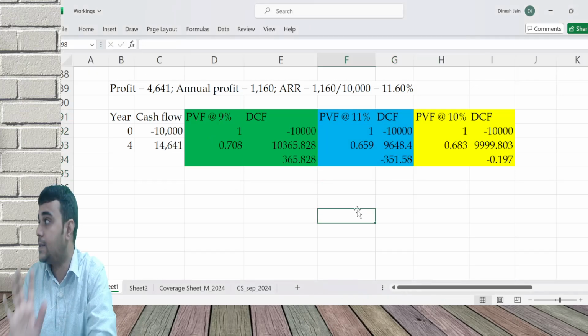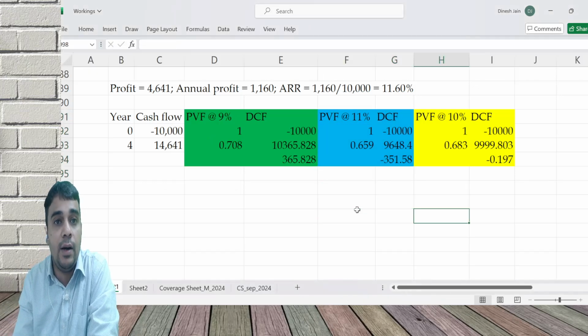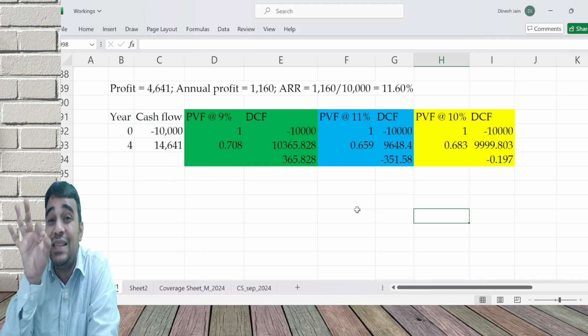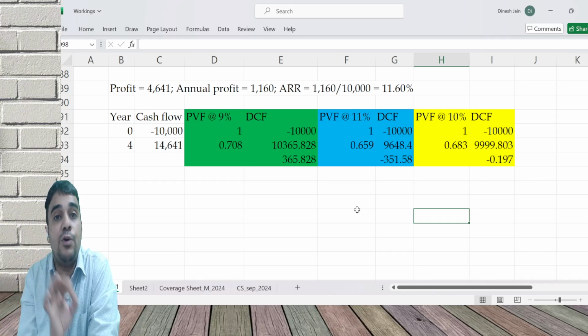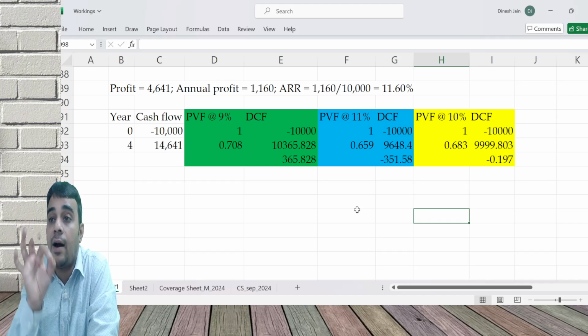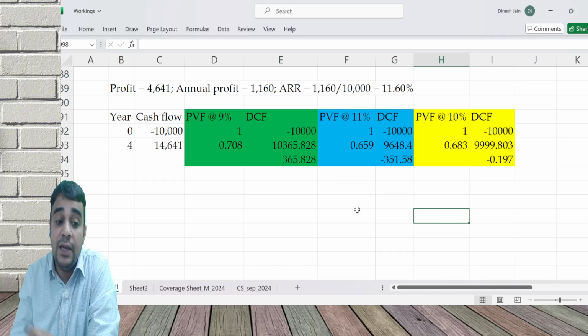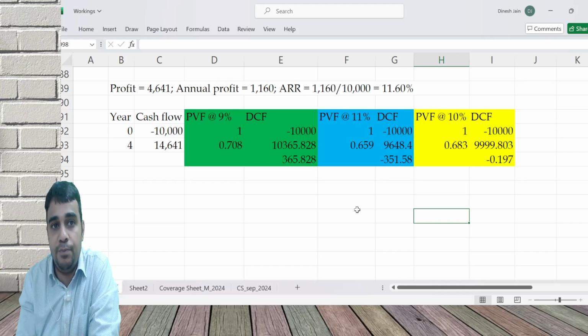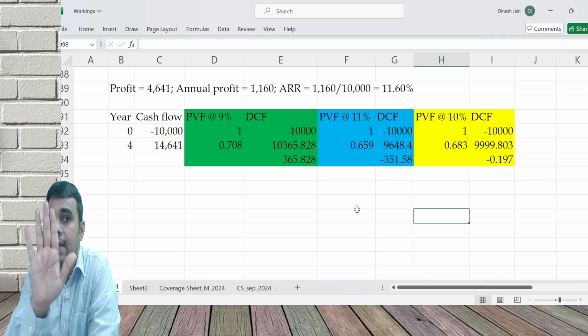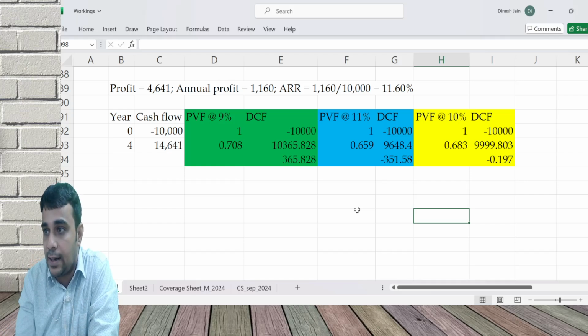There are three parts here. One is that yellow shaded one, which is the IRR, because at this stage my NPV is zero. IRR is the rate of return at which NPV is zero. If you get positive NPV, it means you are earning more than 9. If you get negative NPV, it means you are earning less than 11. What are you earning? Exactly 10%.